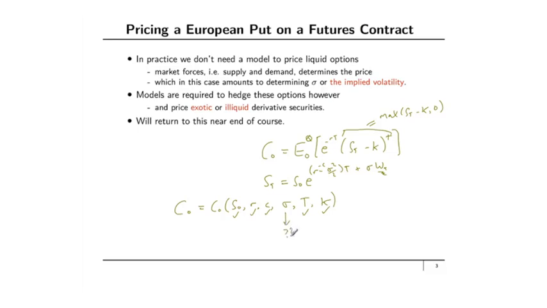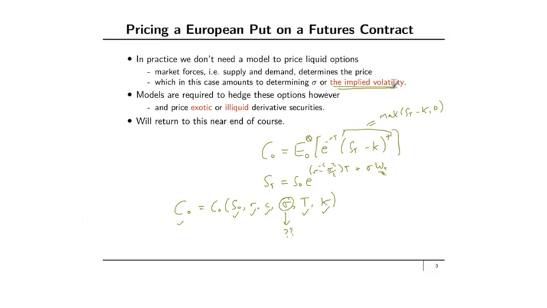However, in the case of liquid options, we can actually observe C0, the price of the option in the marketplace. As I said, supply and demand is what really sets the price of liquid options in the marketplace. So we can see C0, and then we can use this equation to back out the one unknown, which is sigma. And this is often called the implied volatility. And we'll be returning to this later in the course as well. So at this point, you might ask, if supply and demand sets the price of options, why do we need a model?